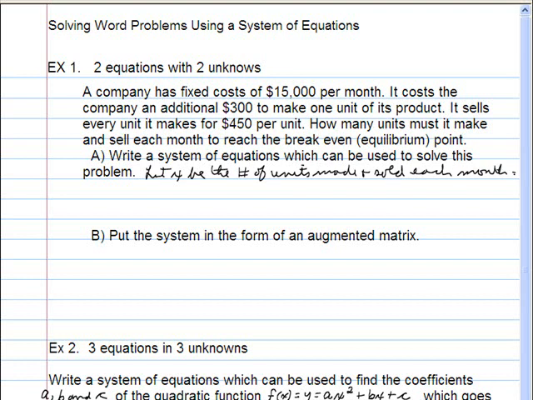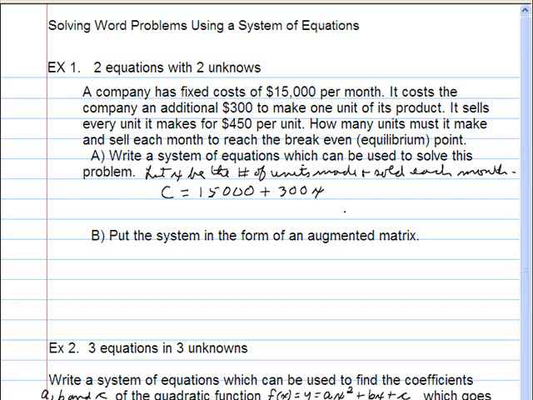Now, the next thing it wants us to do is write our system of equations. So again, I'm going to start with the cost equation. Cost, again, will come in two parts: the fixed part, which we've already discussed, and a variable part which depends upon X, the number of units we make. If I make 1 unit, it's going to cost me 300. If I make 2 units, it's going to cost me 300 times 2. 3 units would be 300 times 3, etc. So that if I make X units in a month, it would cost me 300 times X.